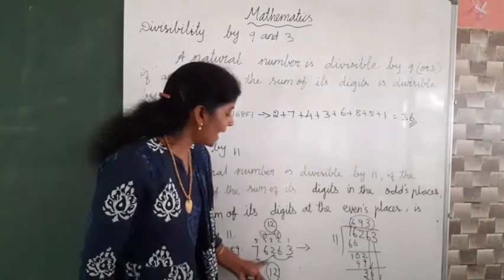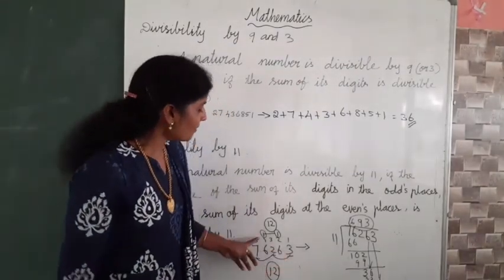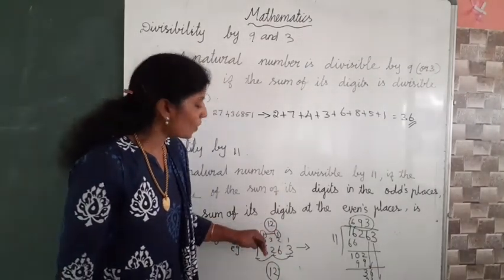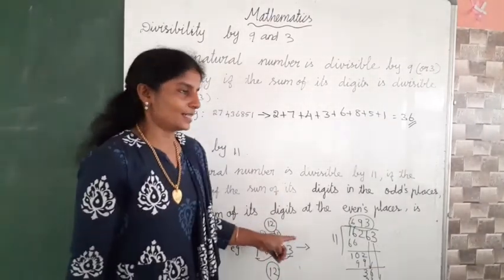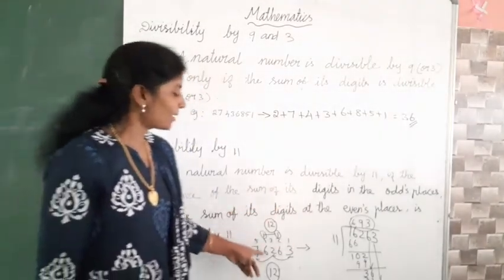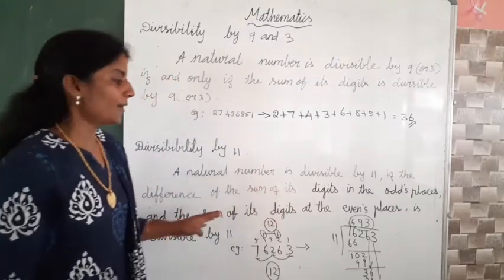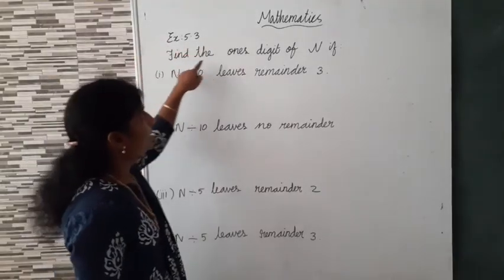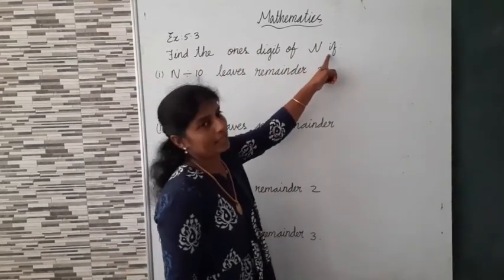Now first we add the odd places, then we add the even places, that is, the sum of the digits. If the even places equal the odd places, then that number is divisible by 11. Clear? Exercise 5.3.